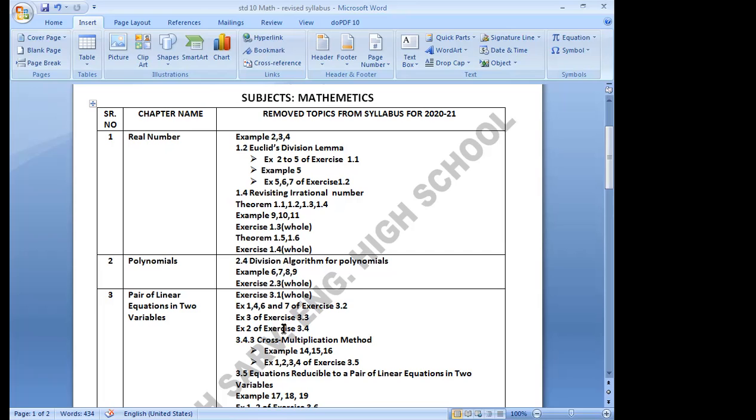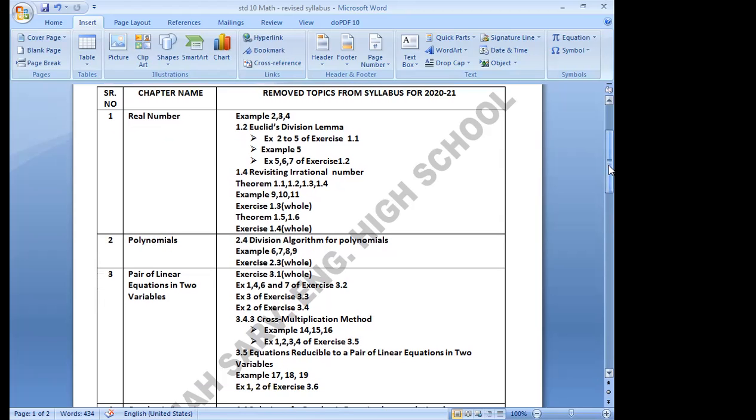You can see 3.4.3 cross multiplication method, in which example number 14, page number 60, excluded. 61, example 15, example 16, excluded. 62, exercise 3.5 whole exercise. In that, question number 1, 2, 3, 4 are there. That means the entire exercise 3.5 is excluded from the syllabus.